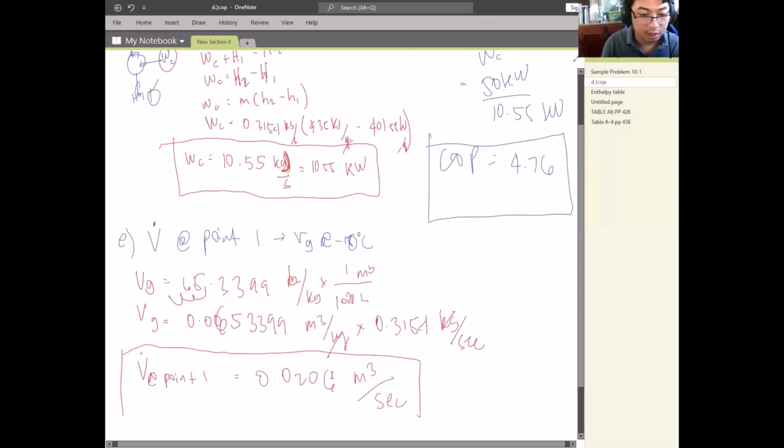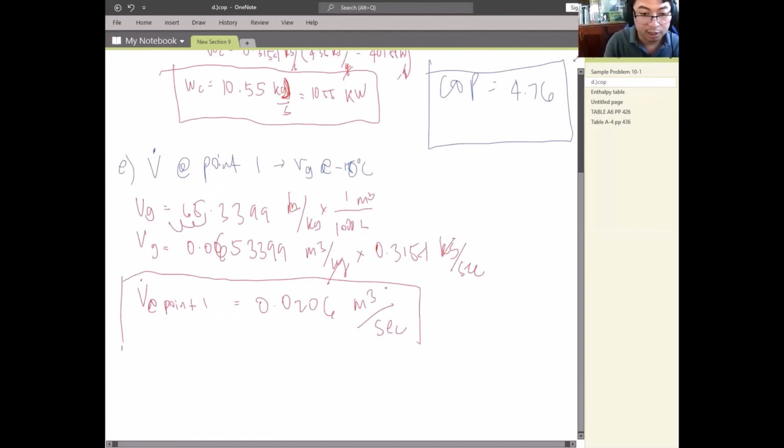Or if you want the English unit, we will convert this to liters, so that will be 20.6 liter per second. So we already solved the letter E.